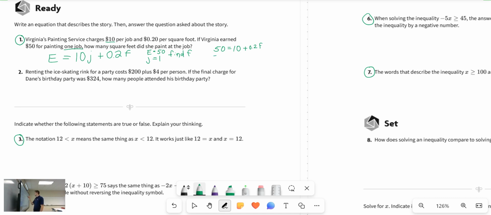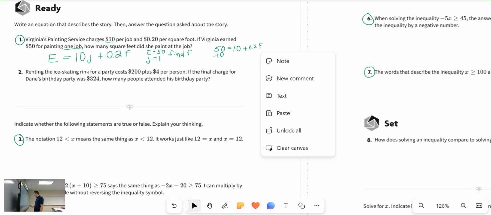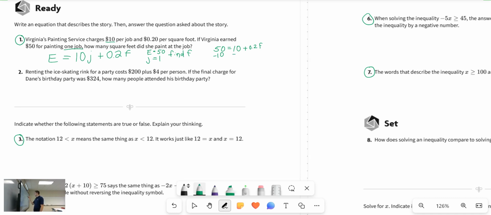So we'll subtract 10 from both sides. And we get 40 equals 0.2F. And then finally, we have to make that 0.2 go away. So we could divide both sides by 0.2, but we can also multiply both sides by 5. That is saying 0.2 is the same as 1/5. So if we multiply both sides by 5, that'll work.